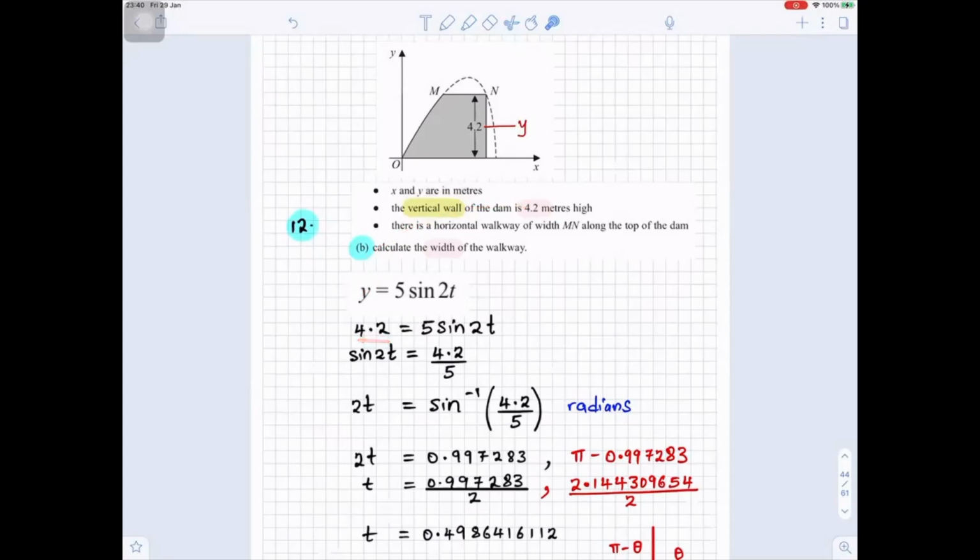So we have 4.2 equals 5 sine 2t. Now it's times 5, so we take it to the left and divide by 5. So sine 2t is 4.2 divided by 5. Now we want to find the inverse sine. If you take sine to the other side, it becomes inverse sine of 4.2 over 5, and make sure your calculator is in radians. So inverse sine of 4.2 over 5 would be 0.997283.